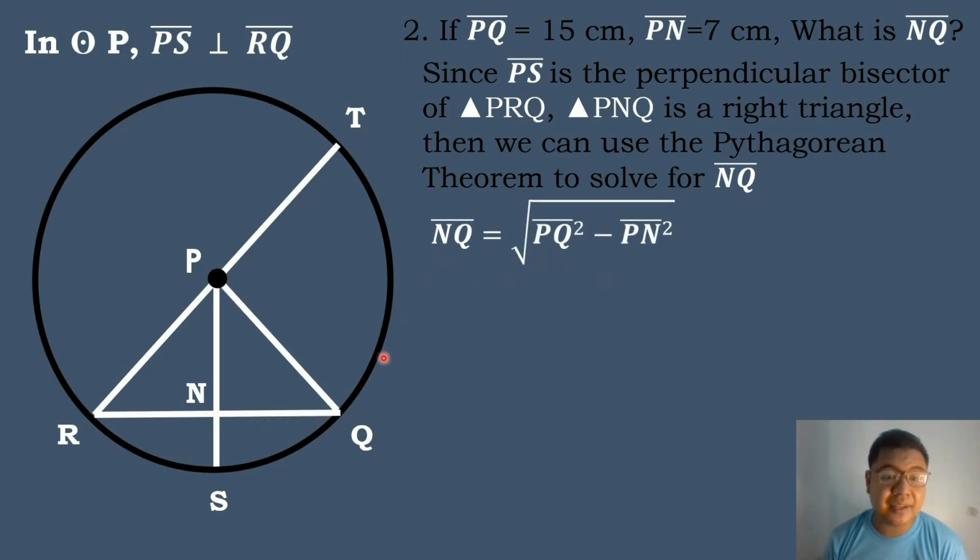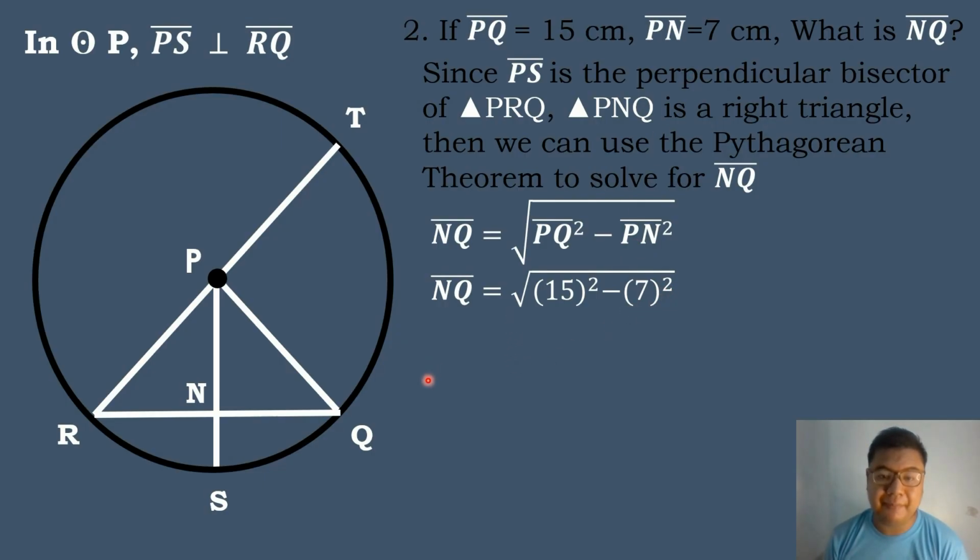So we have segment NQ, the shorter leg, equal to the square root of segment PQ raised to the second power, wherein PQ is the hypotenuse or the longest side of the right triangle, minus segment PN to the second power, which is the value of our longer leg. All we need to do is to substitute the values. So bring down: segment NQ equals square root of the value of segment PQ, which is 15 raised to the second power, minus the value of segment PN, which is 7 raised to the second power.